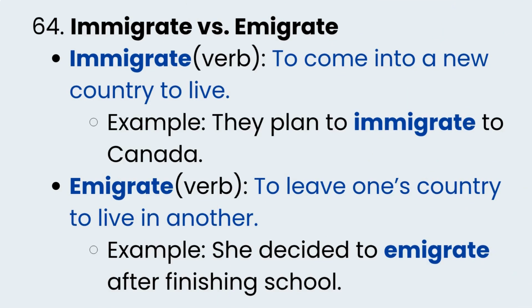64. Immigrate versus emigrate. Immigrate, verb: to come into a new country to live. Example: they plan to immigrate to Canada. Emigrate, verb: to leave one's country to live in another. Example: she decided to emigrate after finishing school.